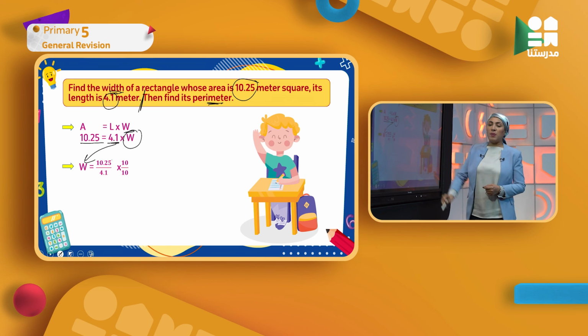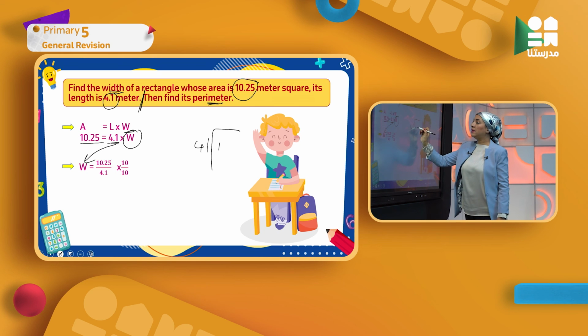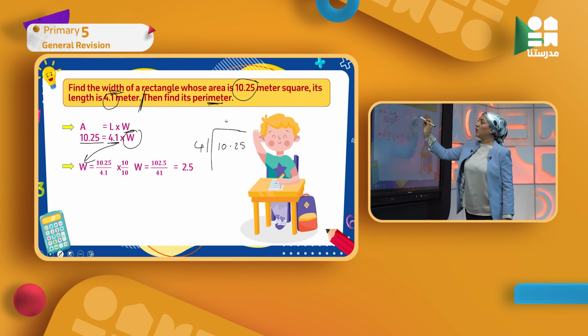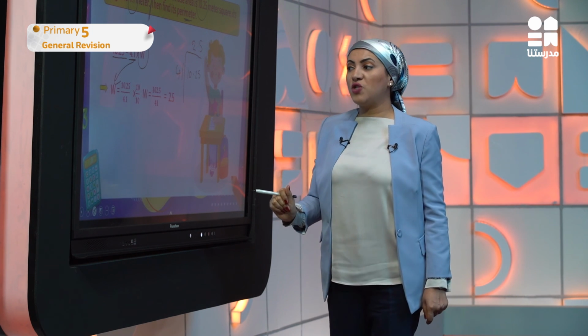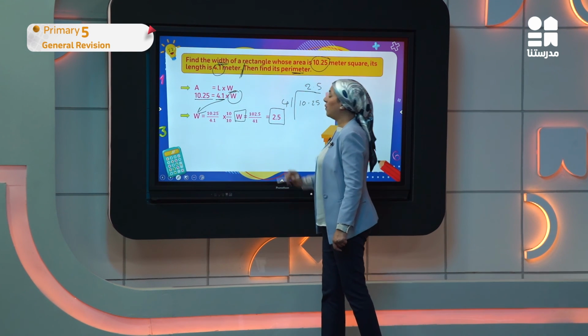Okay, so here I multiply both of them by 10 to eliminate the point in 4.1. Then I will do long division: 41 is outside as the divisor and 10.25 is the dividend. Then the answer will be 2.5. This is going to be my answer. So I have answered the first half of my question and was able to find the value of the width.